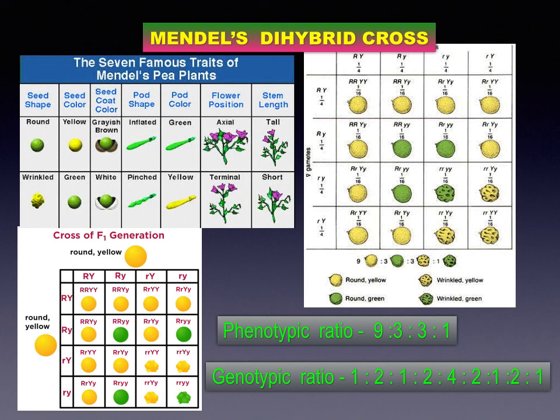1:2:1:2:4:2:1:2:1. So I hope, children, you have understood Mendel's dihybrid cross and monohybrid cross.